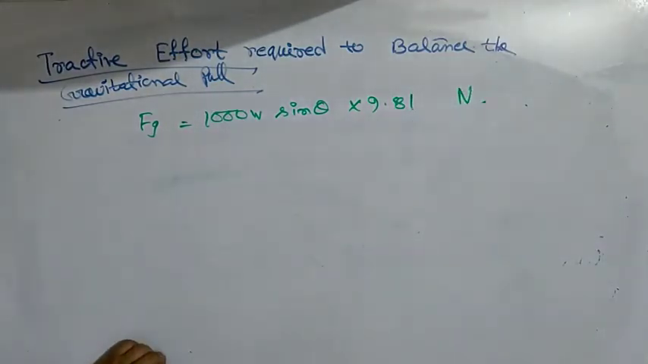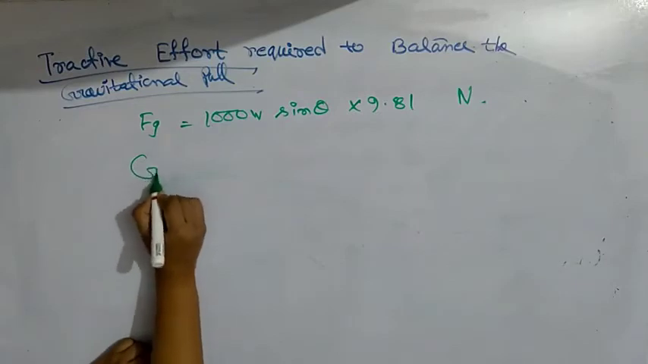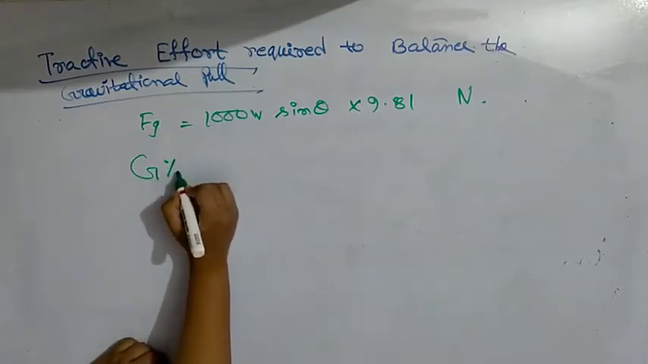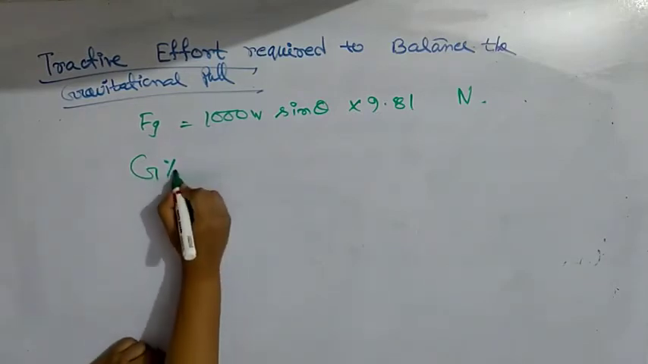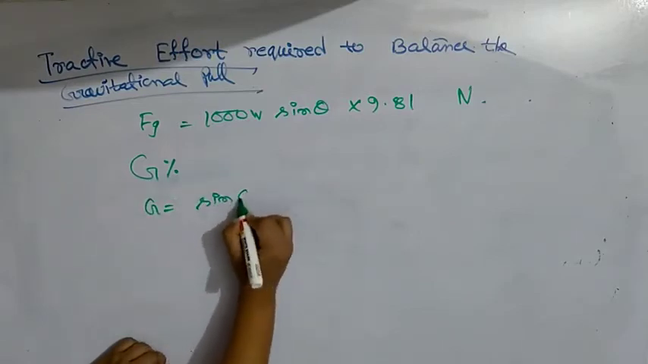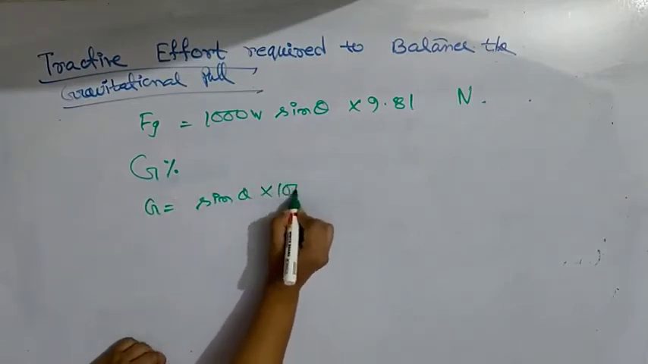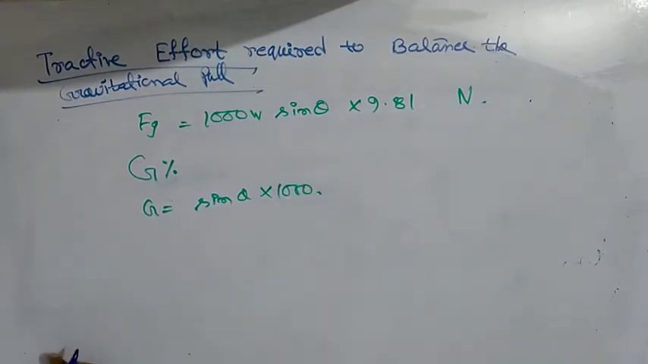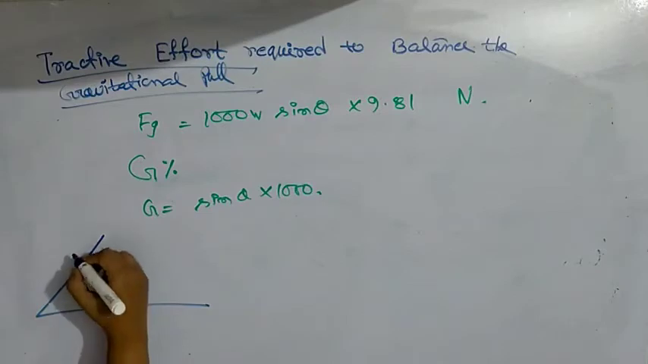Okay, now in railway practice, gradient is expressed as the rise in meters in a track distance of 1000 meters and is denoted by the letter capital G. So, capital G percentage. So, capital G is equal to sin theta. Now, I draw a diagram. It will help to understand better.